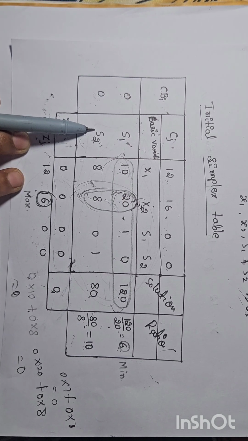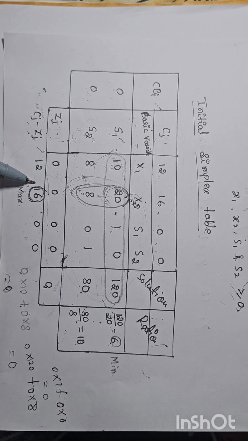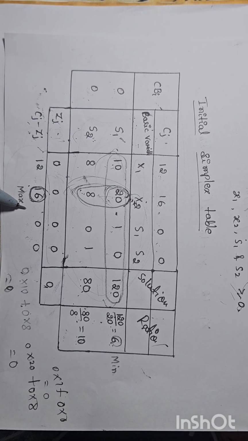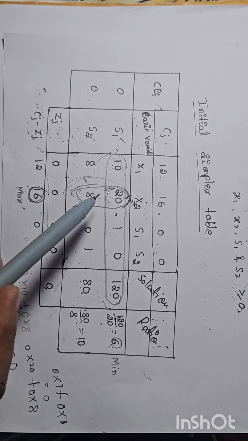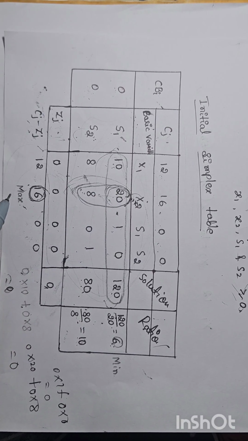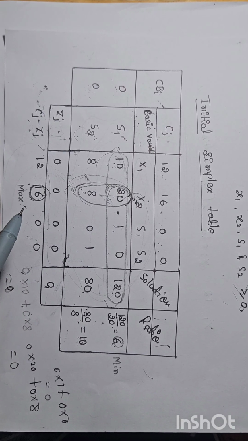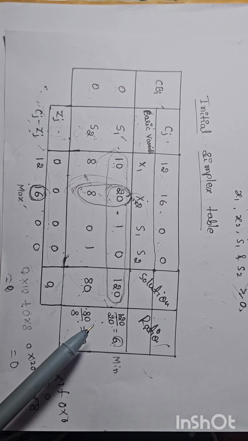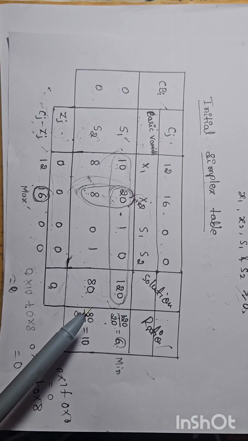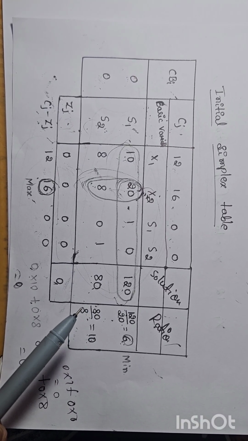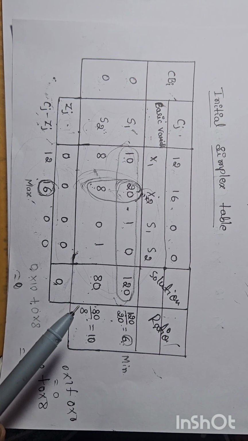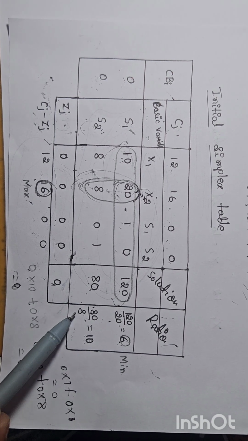To proceed, the first step is to select the maximum Cj minus Zj value, that is 16. This column is called the key column. After finding the key column, the next step is to find the ratio between the solution and the key column. First row: 120 divided by 20 you will get 6. Same way for the second row, 80 divided by 8 you will get 10.